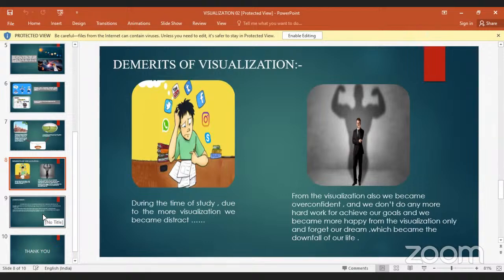In this slide is the demerit of visualization. We know that some merits also have demerits. With too much visualization, when we want to study another topic, we go into other phases, other environments, and think about other things, which becomes a distraction in a student's life. Another person, from too much visualization, thinks he is the most powerful person in the universe, and due to this visualization the downfall of his life begins.